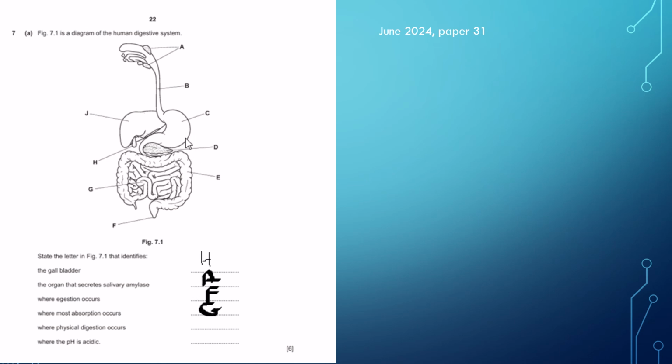And the physical digestion, well, most of it is, of course, a little bit elsewhere, but most of it happens here in the stomach. And the stomach is also where the pH is acidic. This was a core version of the question. In an extended version, they probably will also want more names.